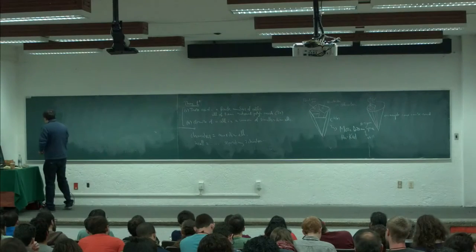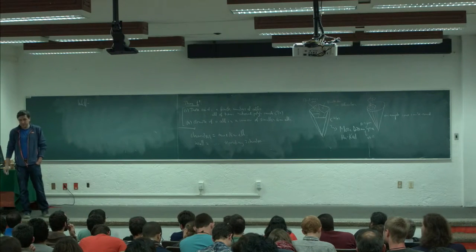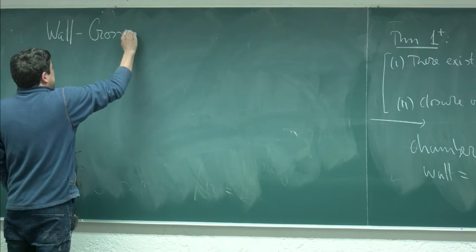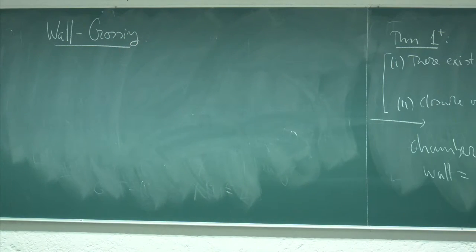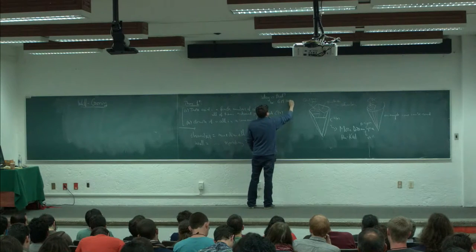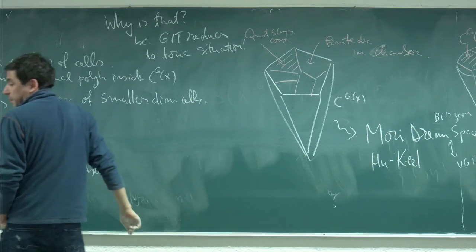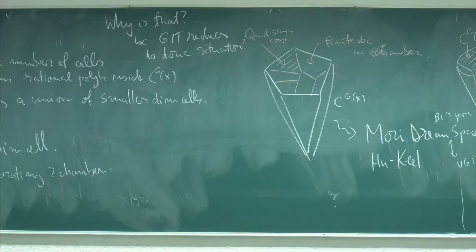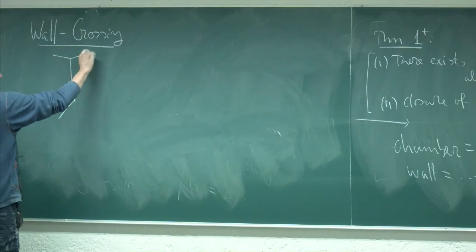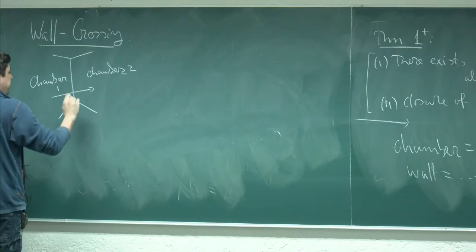Now the second set of results, the second thing that we want to understand: are the chambers convex? Yeah, everything is as nice as possible. That's kind of the surprising thing. And why is that? Because GIT reduces to toric geometry, to a toric situation. Everything reduces to some sort of torus situation. And so the question is basically, I have chamber one, chamber two. What's happening if I move from one chamber to the other?